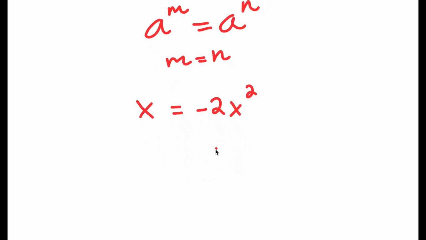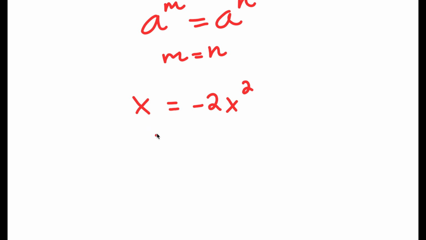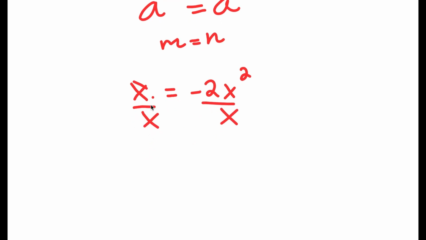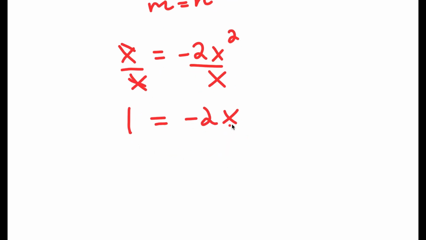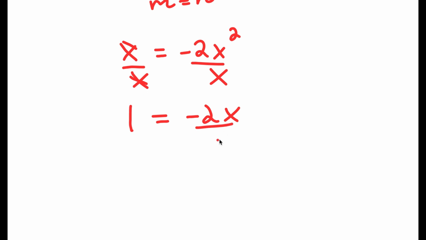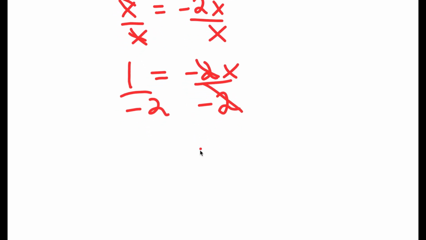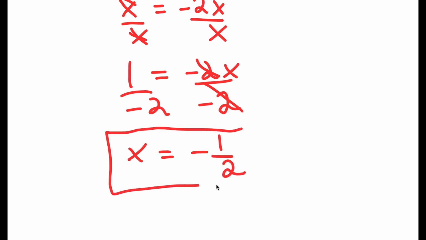And to solve this, I'm actually going to divide both sides by x. So these two cancel out, so I get 1 is equal to negative 2 times x. And now we have a simple equation. All I have to do is divide both sides by negative 2 because we want to isolate x. And I'm left with x is equal to negative 1/2. So this is my answer to this problem.